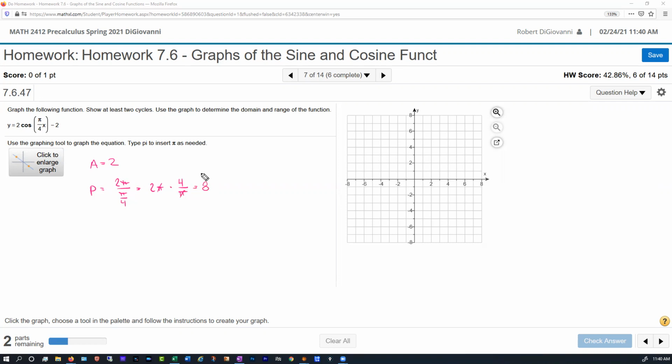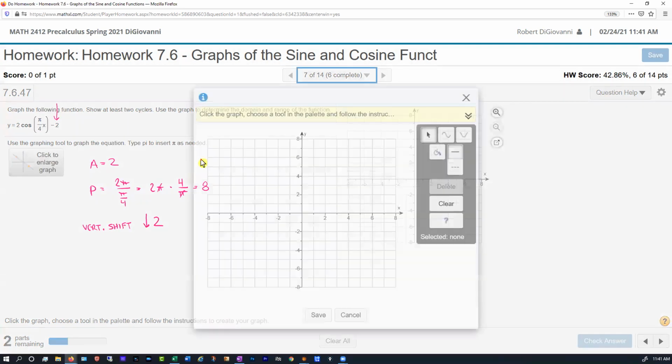And then we have this number that's all here by itself, outside of everything, -2. This is going to be a vertical, that's an up and down shift. And basically it moves the entire graph down 2. So it's pretty simple. If you have a number out here, it just moves it up or down, depending on the sign. So let's see how we can do that using this system here.